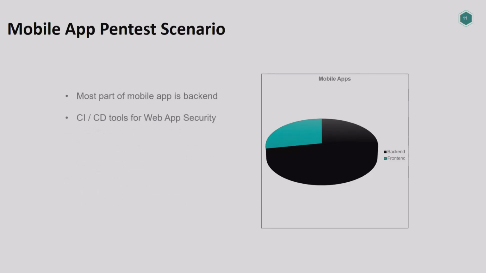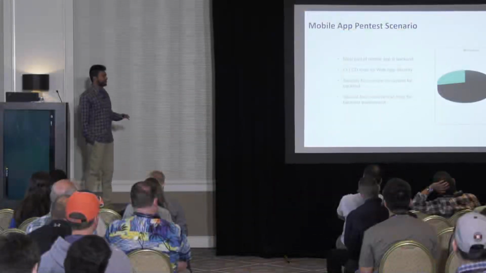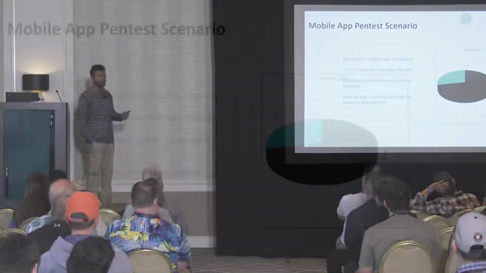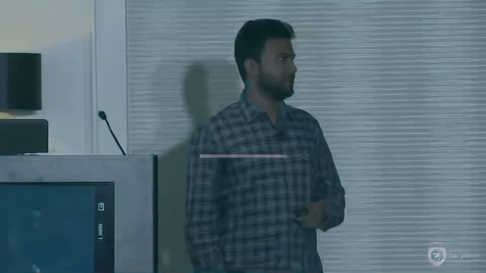And there are lots of tools for web application assessment. We have tools for CI/CD integration. We have DevSecOps where your security is automated. But when we talk about the mobile front-end code, the app on the device, we have very few tools. And that's the reason security focus is towards the backend. There are several free and commercial tools for backend assessment, and the front end is one of the neglected parts. And that's the reason we had critical findings, which I'm going to explain in the next slide.